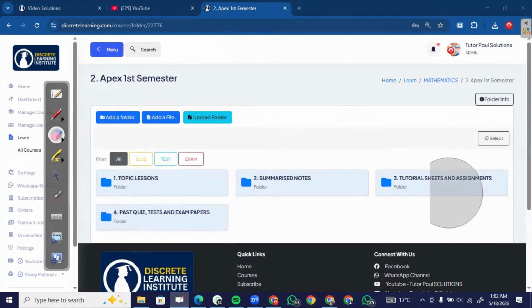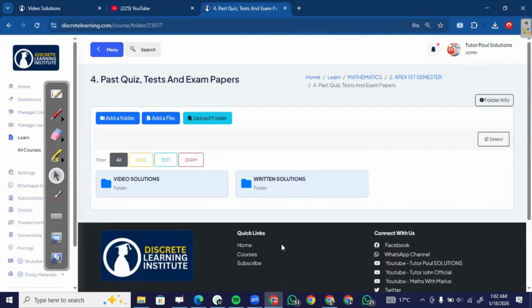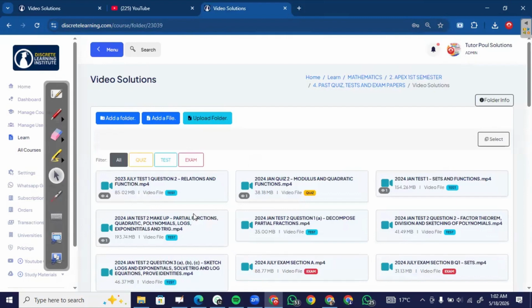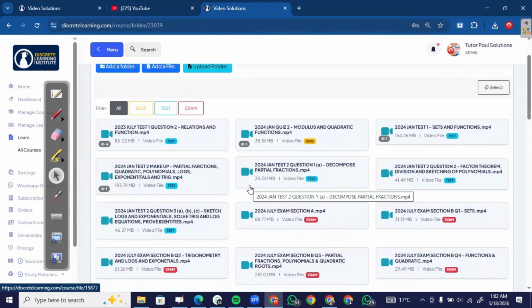Then if you want the past papers as you're preparing for the exam, or for the quiz, or for the test, just come here and click past quiz, test and exam papers. Once you open, you go to the video solutions, and once you do that, voila, you'll be inside where the videos are. Then you just pick the videos that you want to watch. They are well labeled here. You can see if it's a test, an exam, or a quiz.